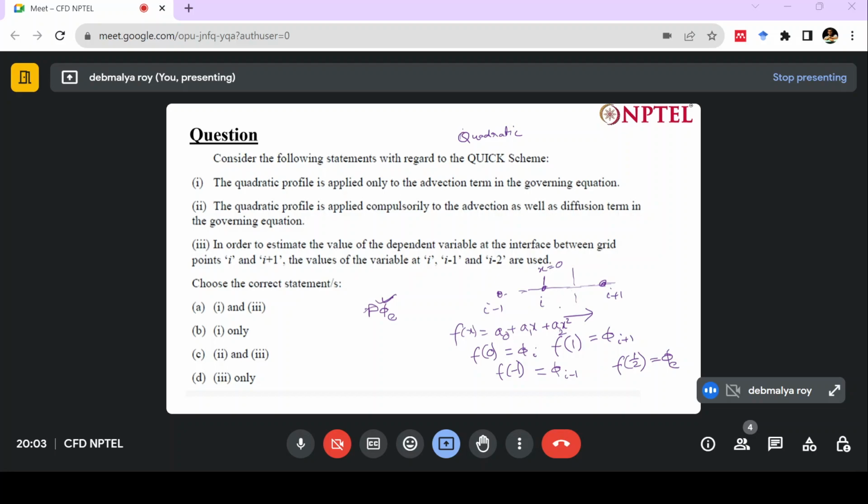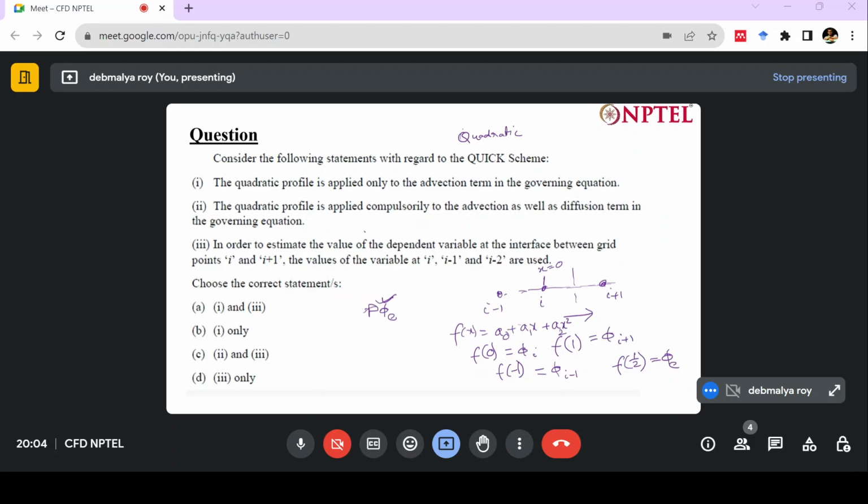The advantage of this is that we are taking the upwind effect. We are giving more importance to the upstream points than the downstream points, but we are not doing it as drastically as in the upwind scheme. Also, it should have a higher order accuracy due to its quadratic form. Not necessarily, but it does have.